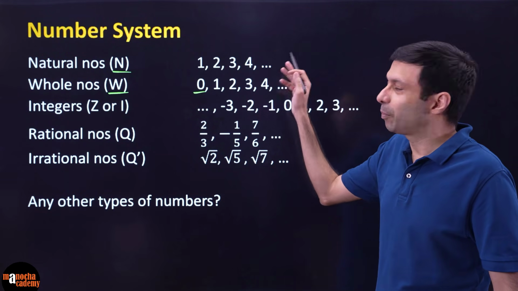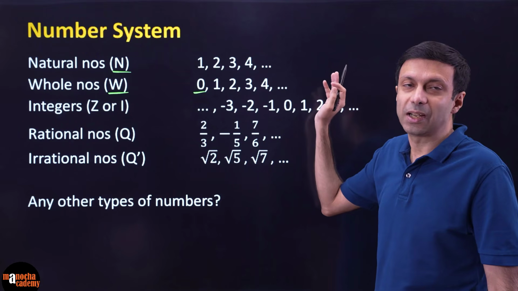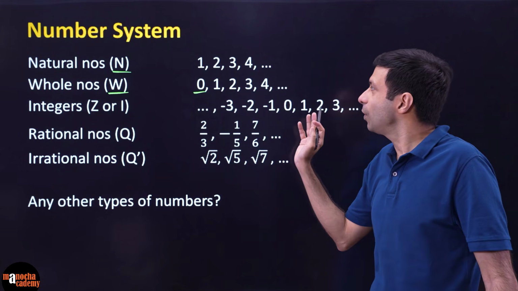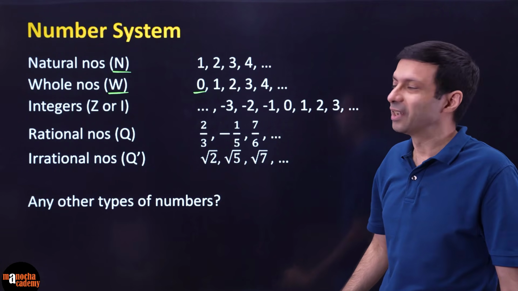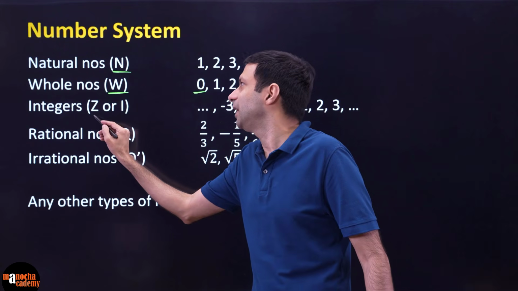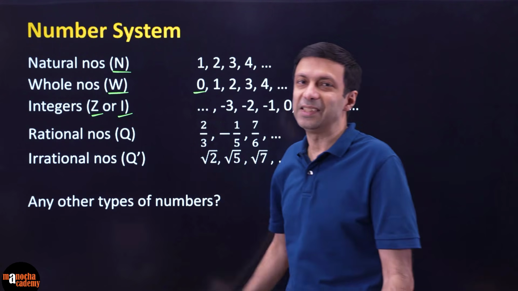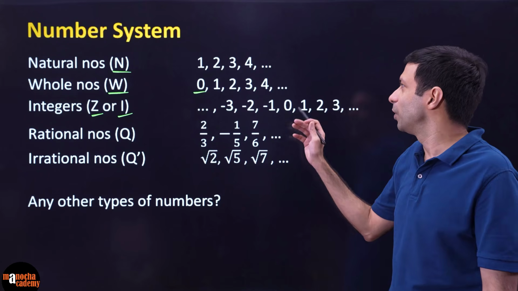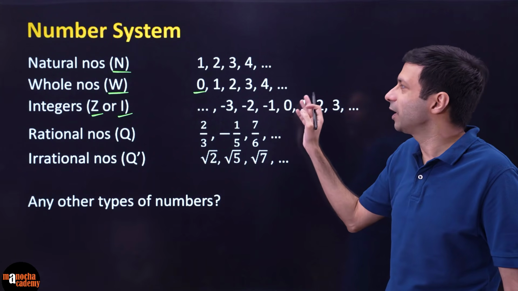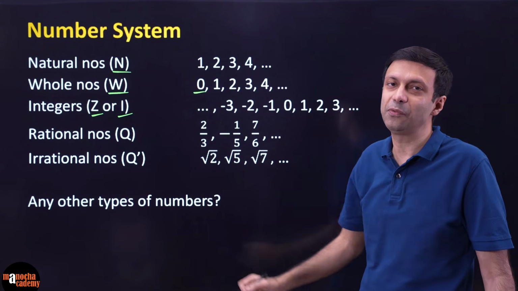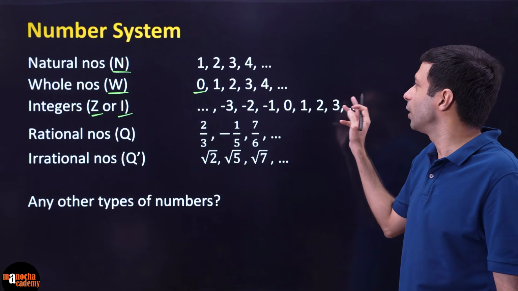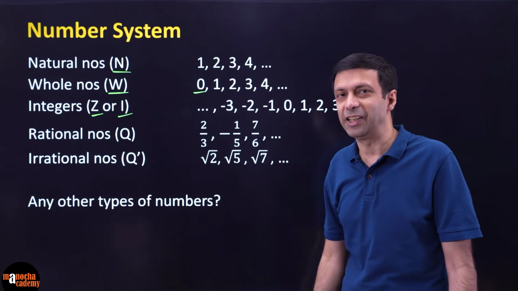See, all these numbers are positive, right? Like natural numbers are all the positive numbers. Now if you add negative numbers to the whole numbers, then you get what is known as integers, denoted by Z or I. So for example, you have -3, -2, -1 and so on. This is an infinite set, right? And same way 0, 1, 2, 3. So all these are integers.